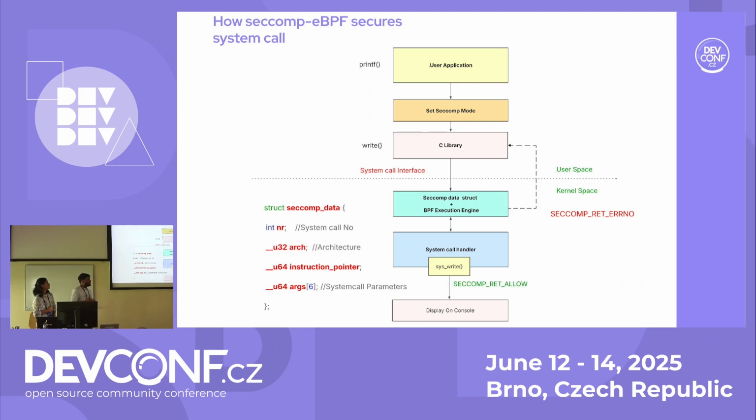implemented and compiled. So whenever a write system call is executed, it transfers to the kernel space. All the information of the system call is given to the BPF execution engine, which is nothing but the system call number, architecture, and so on. The system call handler will run and execute sys_write. If that specific system call is not allowed, it will return an error to the user application, that is the write system call, and it will block the user process here. And if it is allowed, then it will display on the console. That's the normal flow it has.